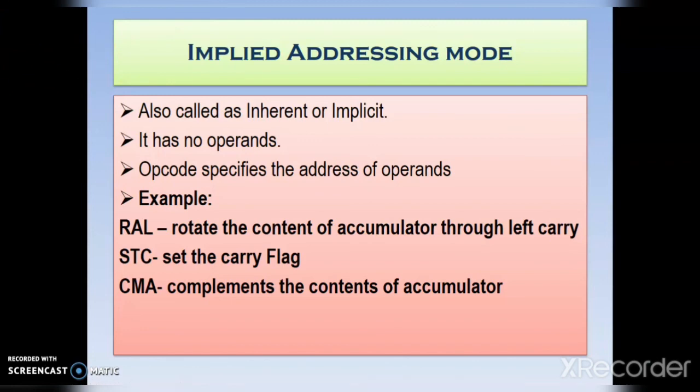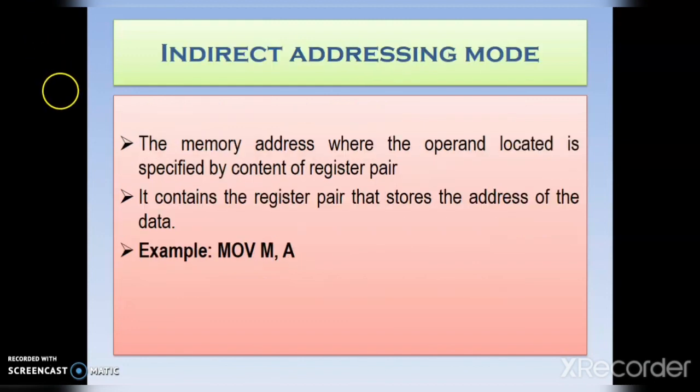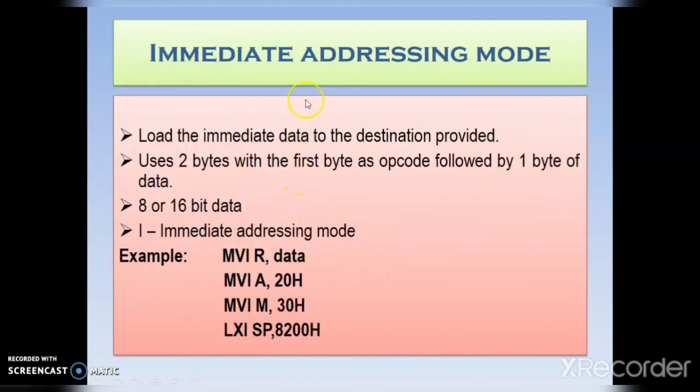Addressing modes mean the different ways in which a microprocessor can access data. We have 5 classifications. The first one is immediate addressing mode. The function of immediate addressing mode is that it transfers either 8-bit data or 16-bit data to the destination. This addressing mode consists of 2 bytes. The first byte is the opcode, and the second byte is the data.